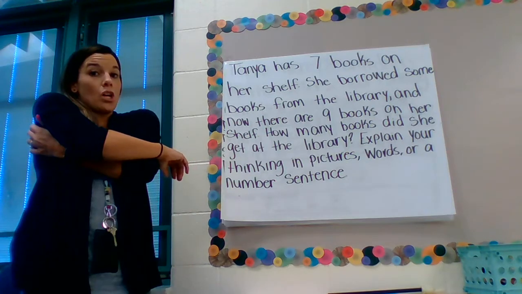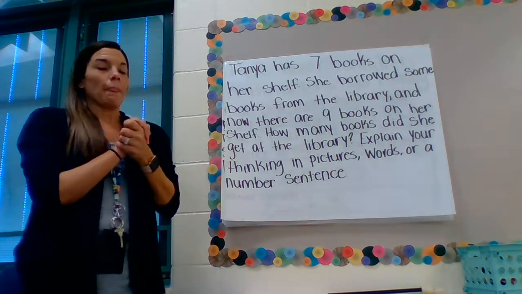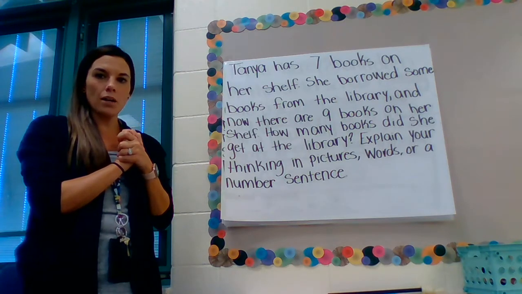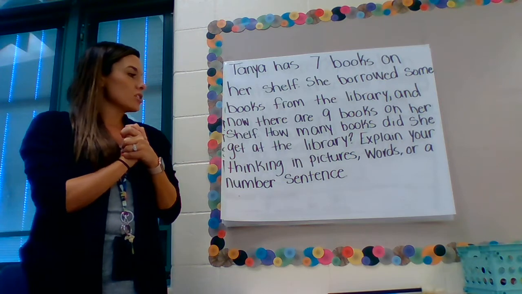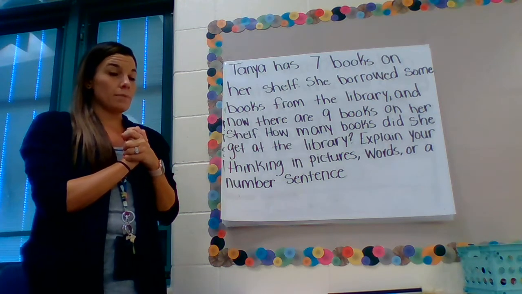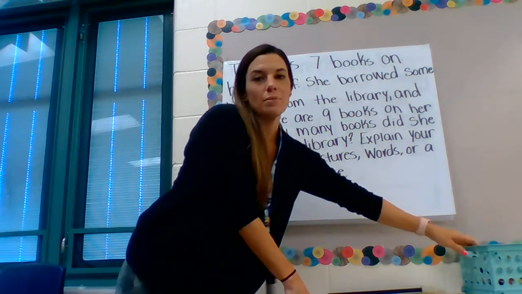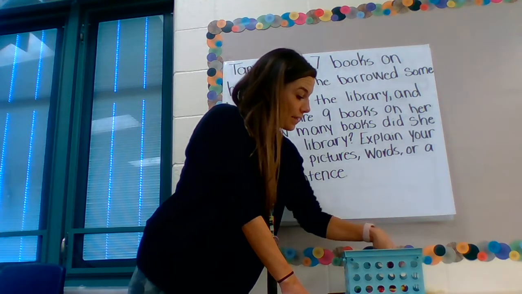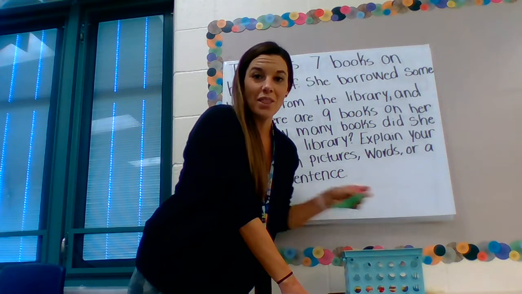Okay, so this one's a little bit tricky because we're going to kind of have to work through it backwards. I'm going to start with the number sentence. Oh no, I'm sorry, I am not. I'm going to start by finding the most important information of this problem.